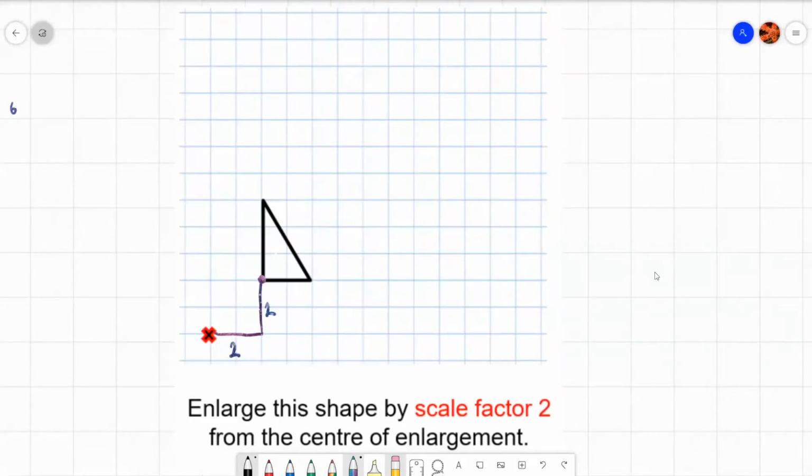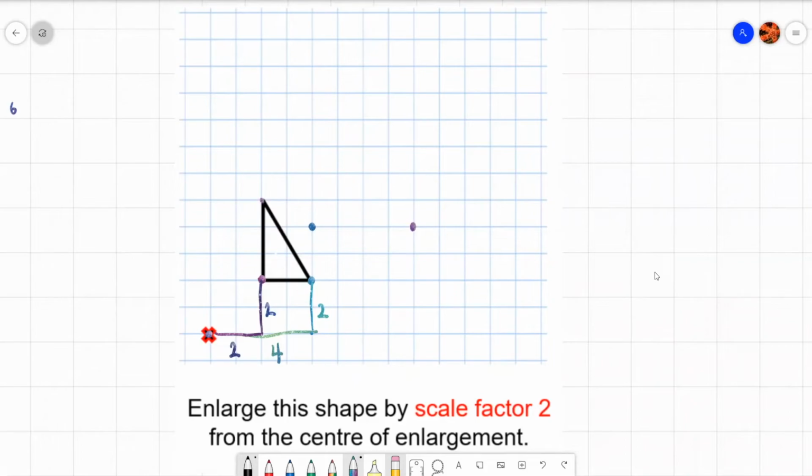So from the center, you go across 4, 1, 2, 3, 4, and the height's 4, 1, 2, 3, 4, and put a little dot. Do the other one. It's across 1, 2, 3, 4, and the height's 2. So this time it's across 4, and the height is 2. So we're going to double it this time. So across is 8, from the point. Remember, from the point. So 1, 2, 3, 4, 5, 6, 7, 8, and up 4, sorry. 1, 2, 3, 4.